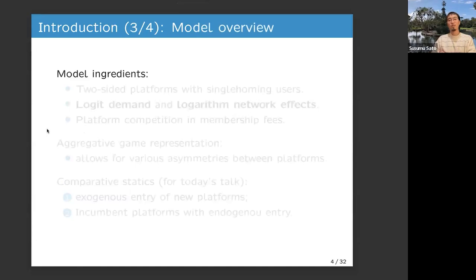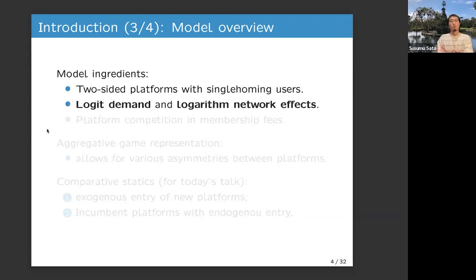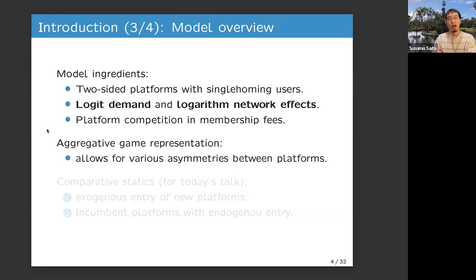So how do we do it? We develop a model of two-sided platforms with single homing users. This is a kind of standard model of platform competition. And we impose some specific structure on the model to make the analysis easy. That is, we impose logit user demand structure, and we impose the shape of network effects to be logarithmic network effects. Then we analyze platform competition in membership fees. With this structure, we can make the platform competition into an aggregative game. And by doing so, we are able to analyze various asymmetries between platforms in a tractable manner.